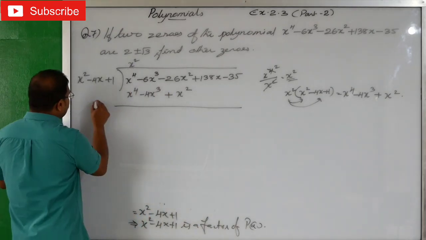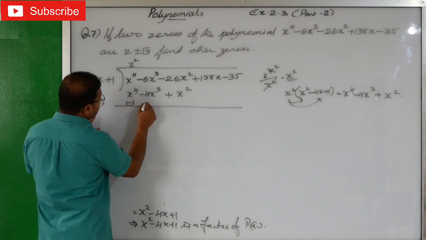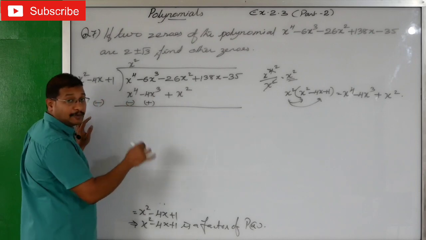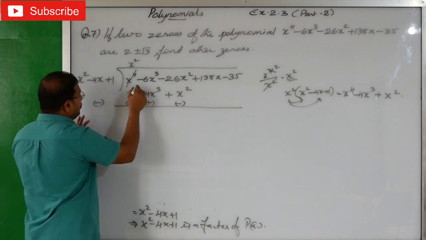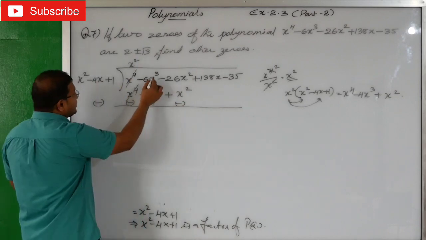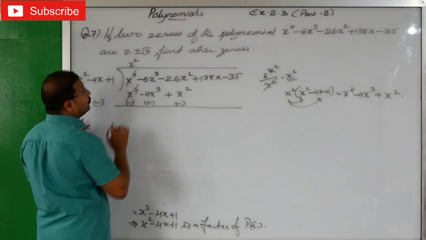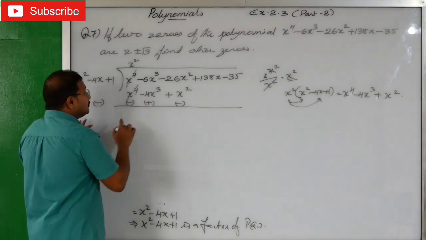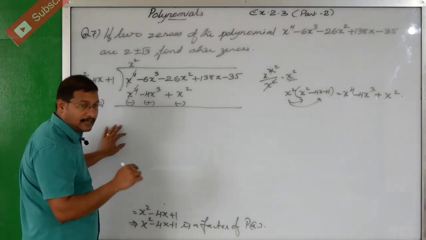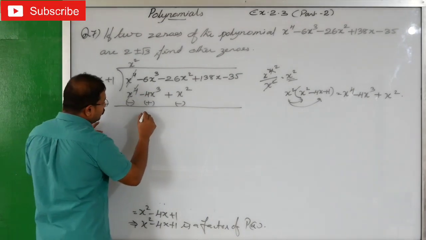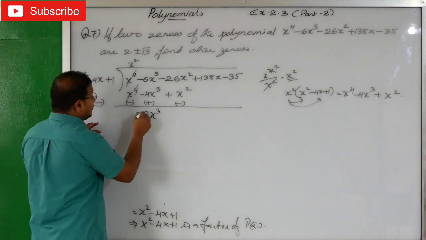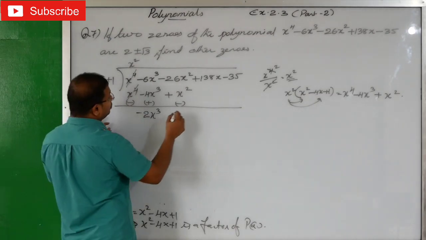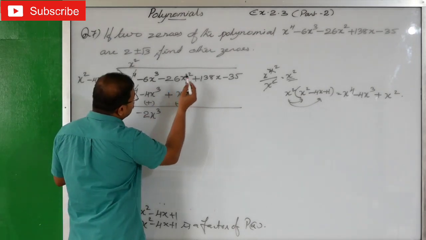Ready? When you subtract, this will be minus, this will be plus; plus will become minus, minus will become plus. Now this will be minus. So x raised to 4, plus and minus will cancel. Minus 6x cube plus 4x cube. Plus and minus will give minus, isn't it? That means 6 minus 4, 2. 2x cube. But we know that the bigger number is 6, which is minus. Minus 2x cube.